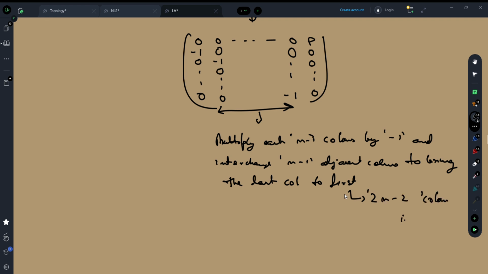So how many total interchanges did we have? We had 2n minus 2 interchanges, right? Actually, I should not say interchanges, I should say 2n minus 2 sign changes. Each column interchange brings out a sign change, and each multiplication by minus 1 brings out a sign change. So there are a total of 2n minus 2 sign changes. So it doesn't affect the determinant. Not affecting the determinant.